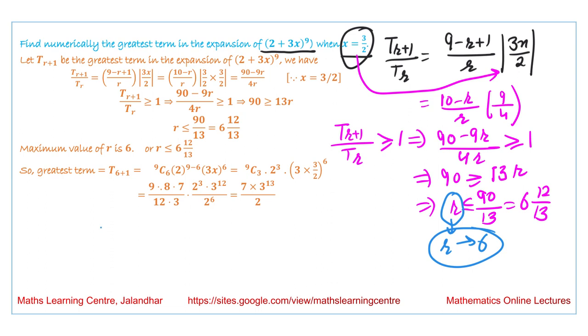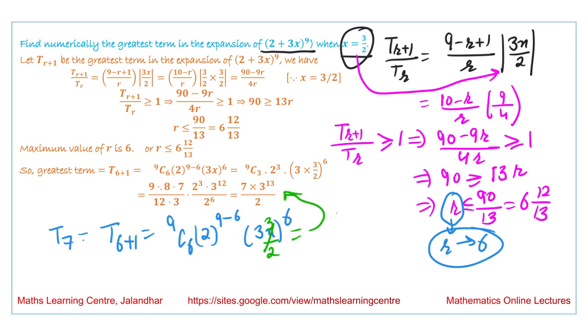So the greatest term corresponding to this is T(6+1), that is equal to T7, and the answer we obtain is 9C6 · 2^(9-6) · (3x)^6. Now substituting the value of x equal to 3/2 in this equation and solving, we will obtain 7 into 3^13 by 2. This is the largest term that we have.